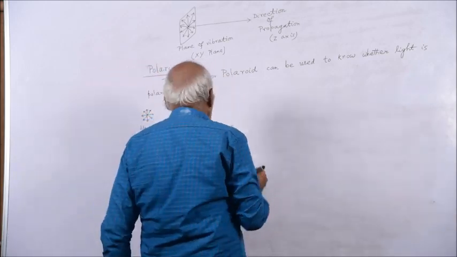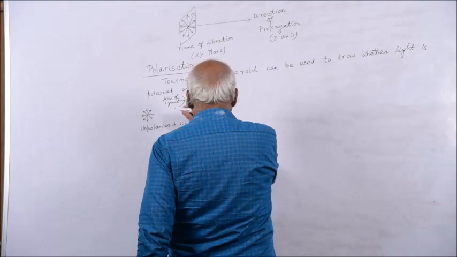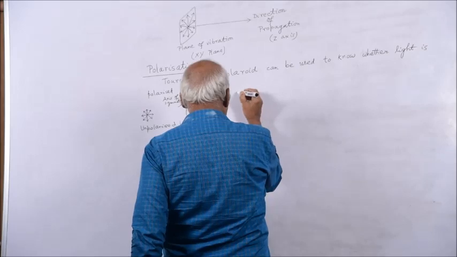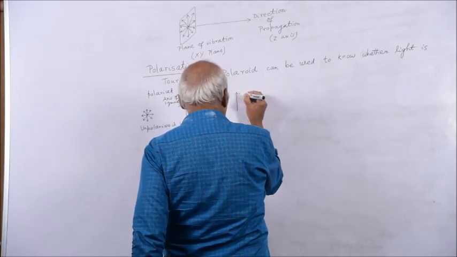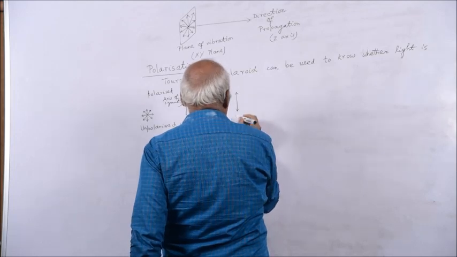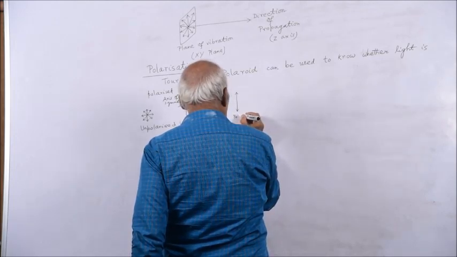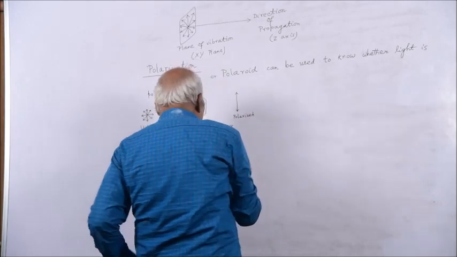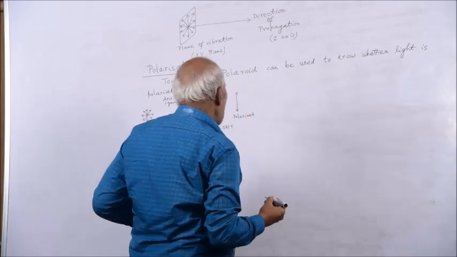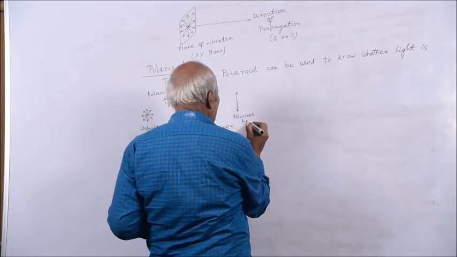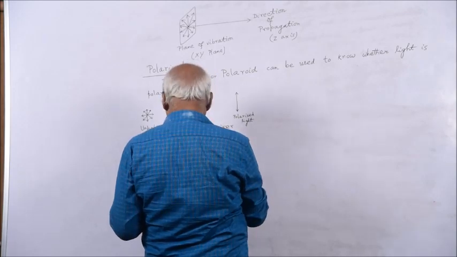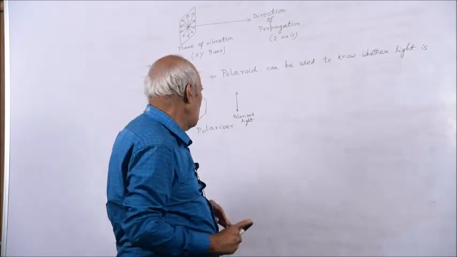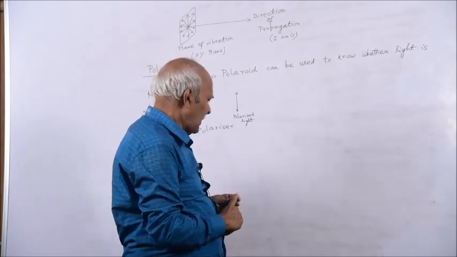Then what happens? It is found that when light passes through the tourmaline crystal or a Polaroid, only this type of vibration is allowed to pass. That means the vibrations which are parallel to the axis of symmetry are allowed to pass. And what happens to the other vibrations? They are absorbed by the crystal. They are not allowed to pass. So, this is called polarization.